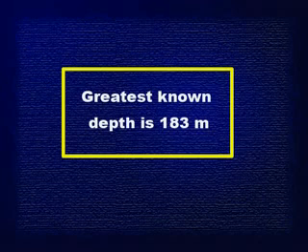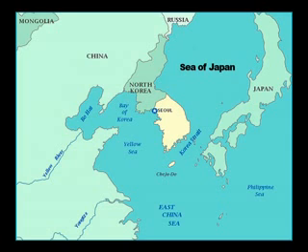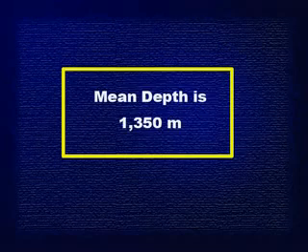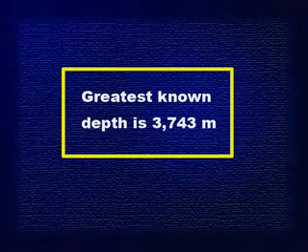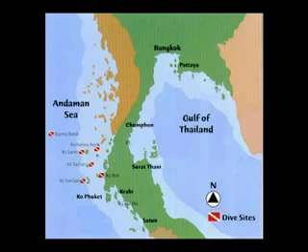Of course, the deepest point of Hudson Bay is at about 183 meters only. The Japan Sea is one of the important seas in the east. It has a total area of about 1 million square kilometers and the mean depth is about 1,350 meters. And the deepest known point of the Japan Sea is about 3,743 meters, which is located at the central basin.